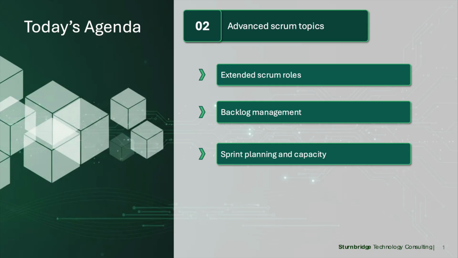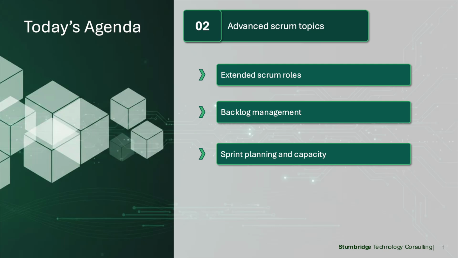As work becomes more complex, teams need more clarity around who contributes, how work is prepared, and how commitments are made. Extended roles support stronger delivery. Backlog discipline supports stronger flow. Capacity-based planning supports stronger execution.